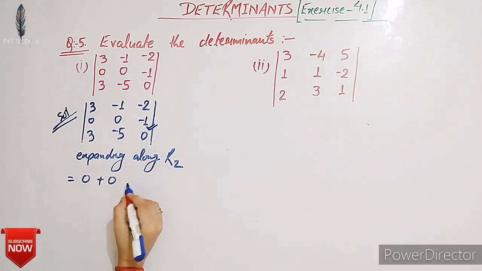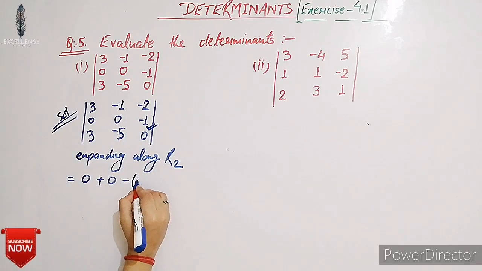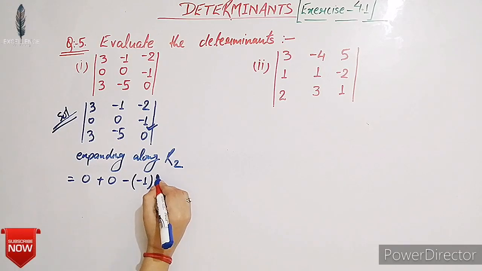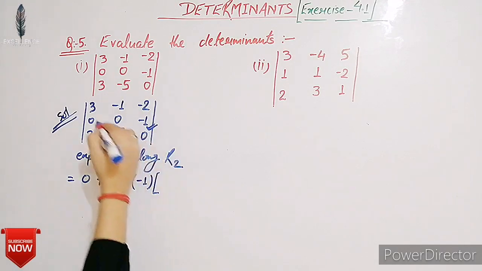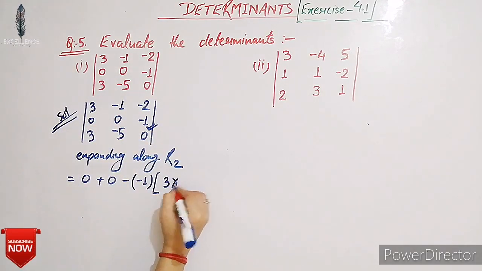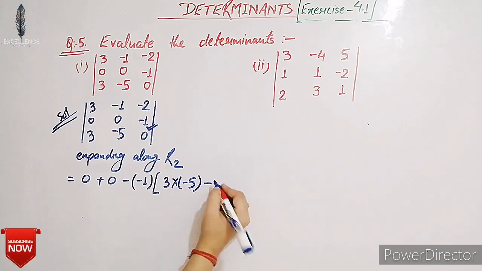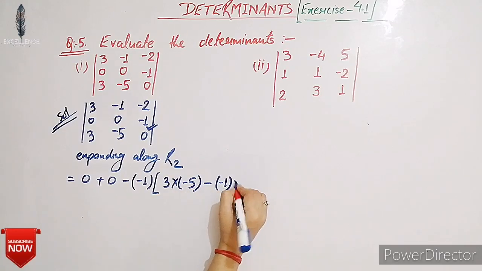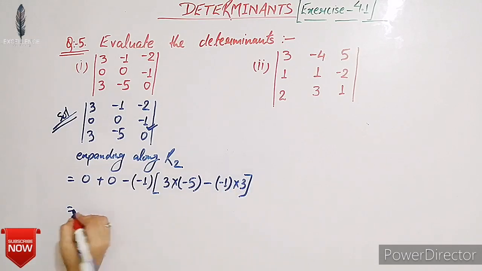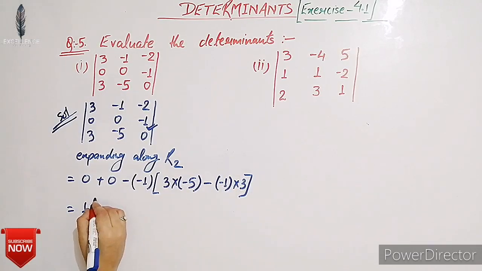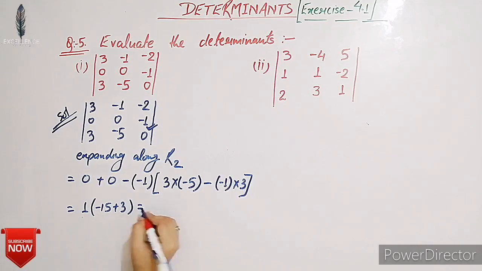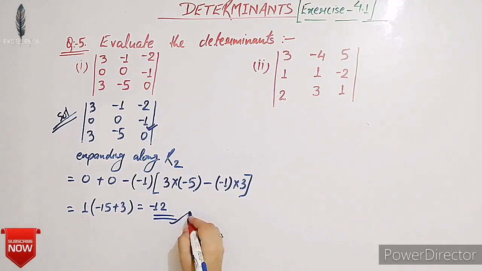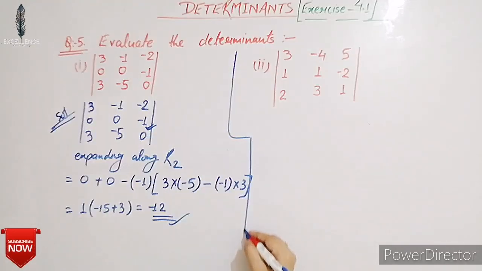and here minus 1 is a non-diagonal element, so taking negative, minus 1 into, now 3 into minus 5 minus 1 into 3. So it is equal to 1 into minus 15 plus 3, which is equal to minus 12, the value of this determinant. Let's see the next, the second part.